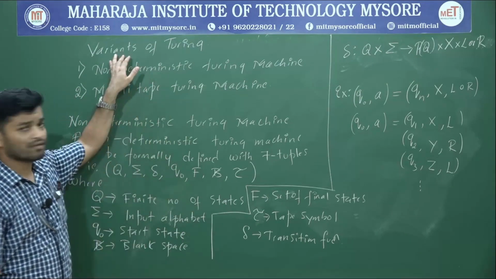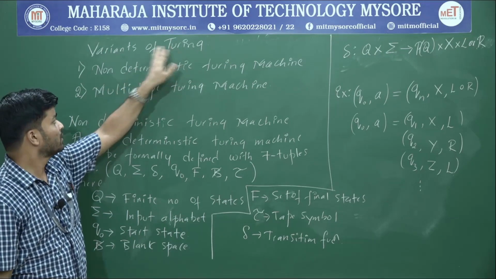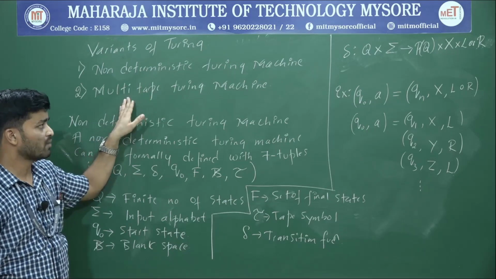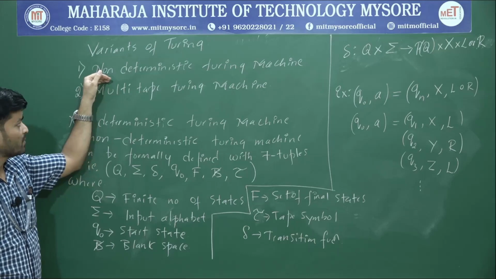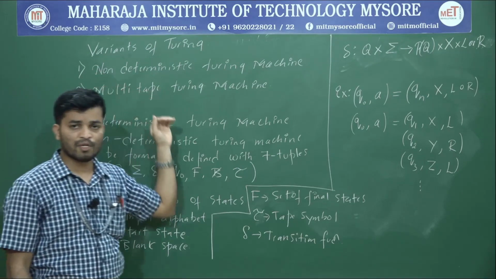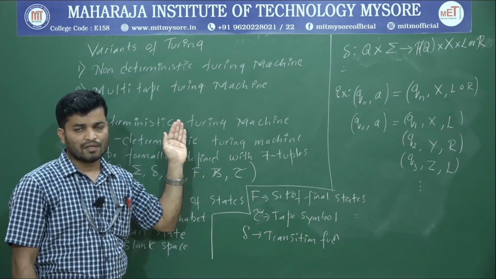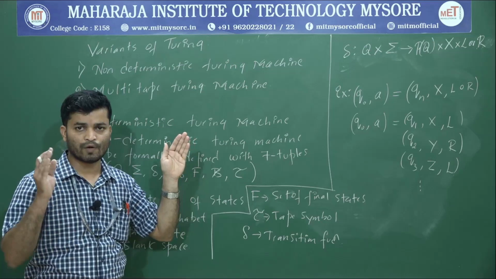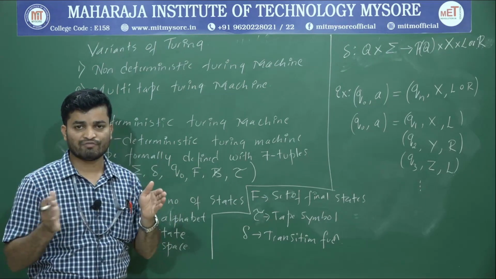Now we are going to discuss one more concept in Turing machines, that is variants of a Turing machine. In that we will discuss the non-deterministic Turing machine as well as the multi-tape Turing machine. First we will start with the non-deterministic Turing machine. Already we solved so many problems on a deterministic Turing machine. Deterministic Turing machine means if you are in some state and you get an input, you take only one transition. Non-deterministic means you have more than one transition for the same input.